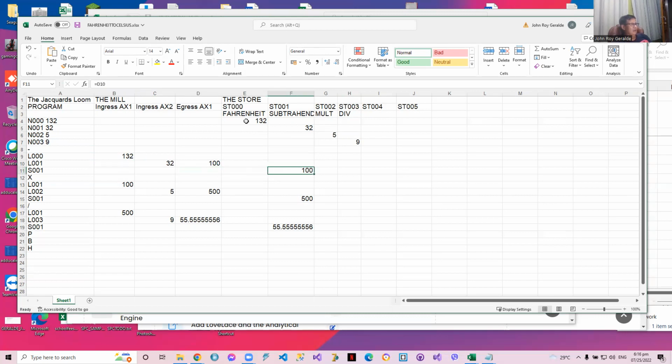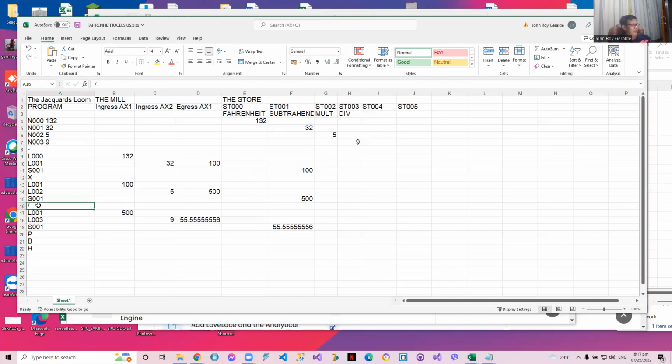Ito yun, 100, no? We store it here. And then we multiply it. So L100 with 5, with this L002. This is L002. Okay, and then 100 times 5, this becomes 500. And we store it to 001, which is 500 here.